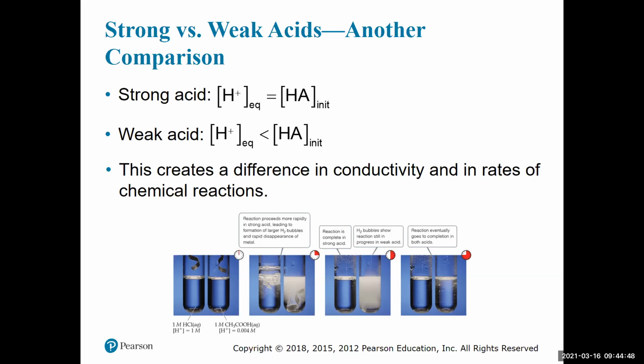Just saying it one more time, once again: for strong acids, the equilibrium hydrogen ion concentration is going to be the same as whatever the starting concentration of the acid was. For a weak acid, the equilibrium hydrogen ion concentration is going to be a lot less than that initial acid concentration. And that's because the weak acid is telling us it doesn't fully dissociate. And we get a feel for how much it dissociates by looking at that Ka value, that dissociation constant value.